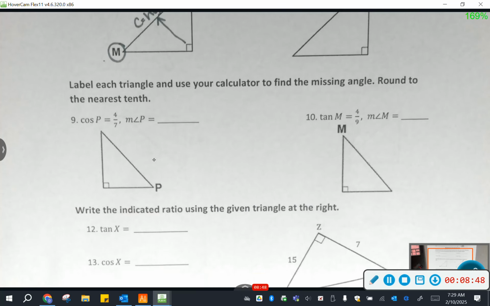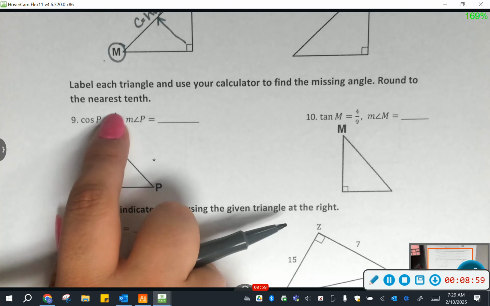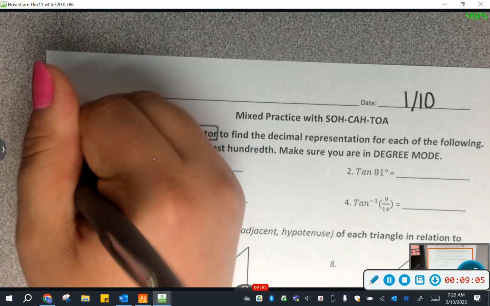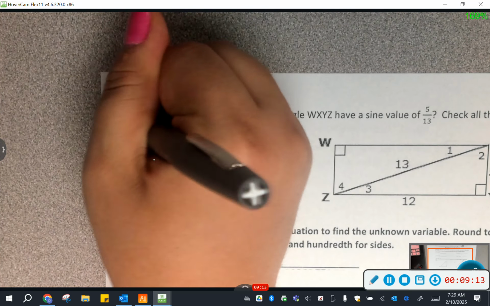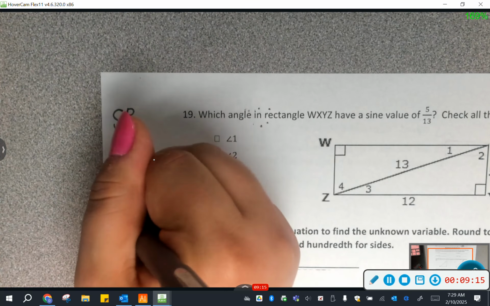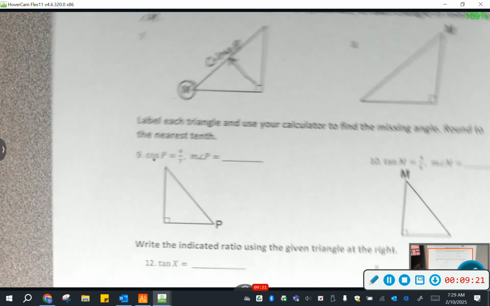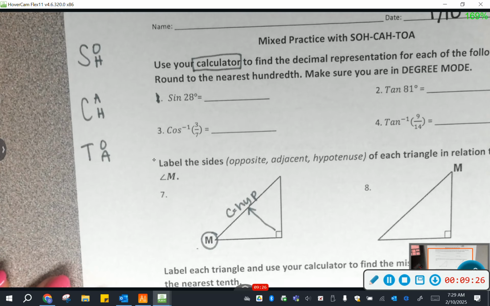I'm going to do number 9 with you. Number 9 says label each triangle and use your calculator to find the missing angle. So for this one, it says the cosine of P is 4. Oh, everybody at the top, can y'all write SOHCAHTOA on this paper? I'm actually going to write it on the front and the back. Everybody write SOHCAHTOA on the front and the back, please.